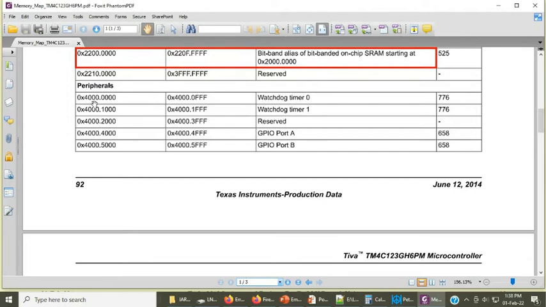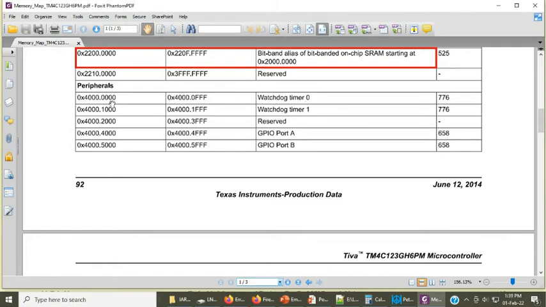If someone asks you what is the starting address of watchdog timer 0, it is 4000. This is the first address, the watchdog timer's starting address, and the range of address provided to this is 4000 FFF. So just see here how much memory the watchdog timer is taking.